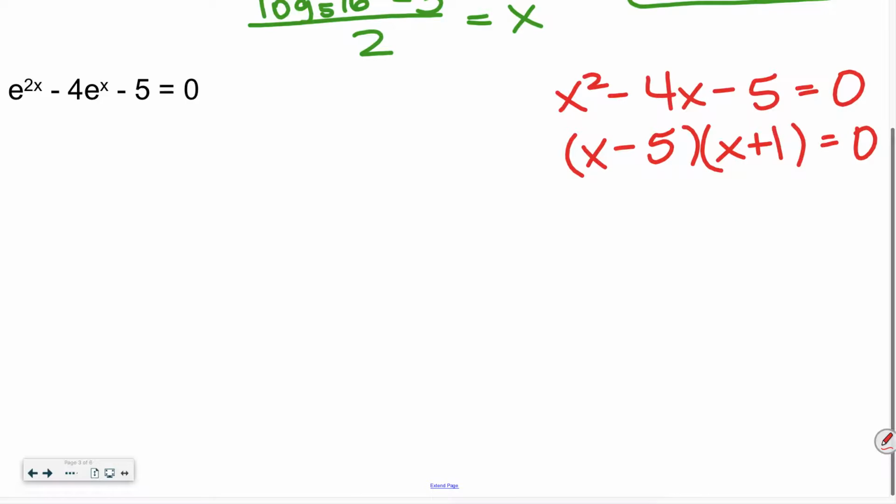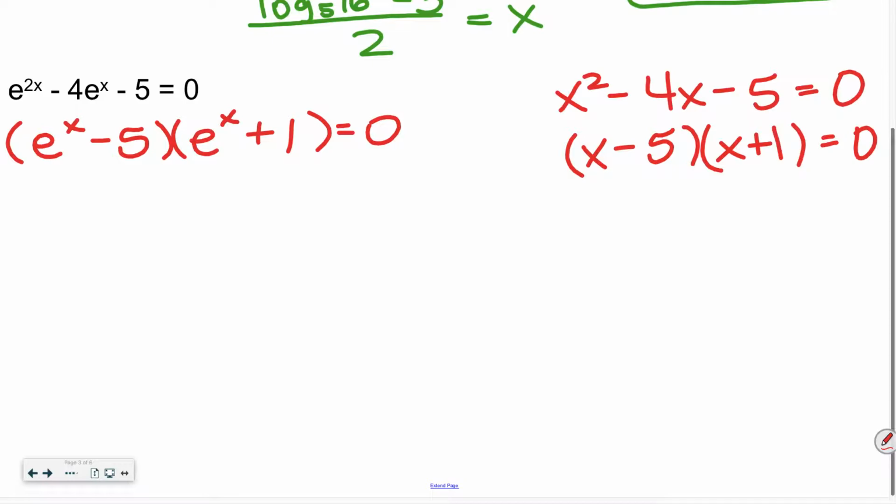So this is a trinomial in disguise. We can factor this to e to the x minus 5 times e to the x plus 1. E to the x squared is e to the 2x. So it follows that trinomial pattern. Is that crazy? Okay. So what we have is each factor set equal to 0.